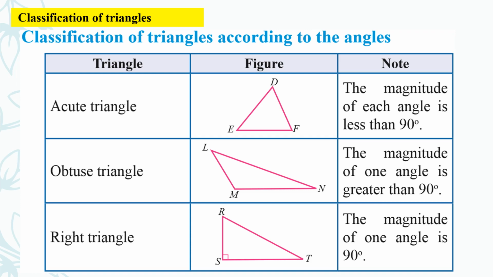The second one is obtuse angled. Obtuse means the magnitude of one angle is greater than 90 degrees, or one angle should be an obtuse angle. And the third one is right angled triangle, or right triangle. Right triangle means one angle should be a right angle, or the magnitude of one angle is equal to 90 degrees.